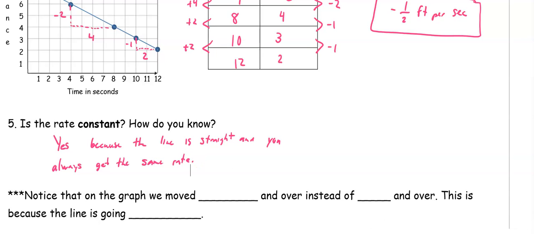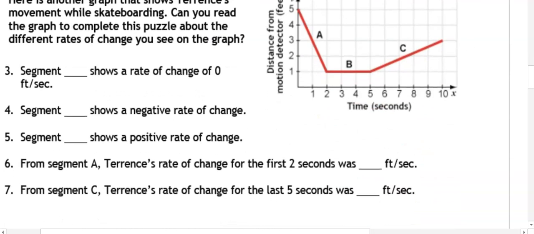Notice on this graph, though, that because it was negative, we moved down and over instead of up and over. This is because the line is going downhill. Here's another graph that shows Terrence's movement while he's skateboarding. Can you read the graph to complete the puzzle about the different rates of change you see on the graph?